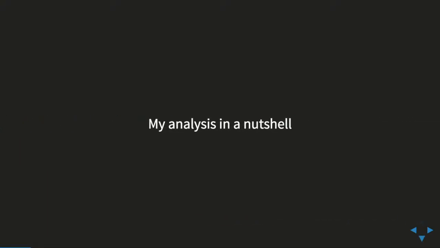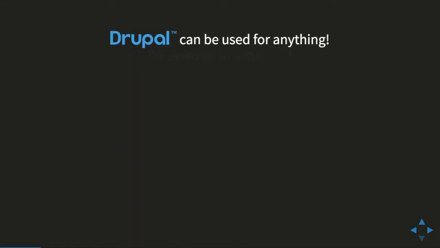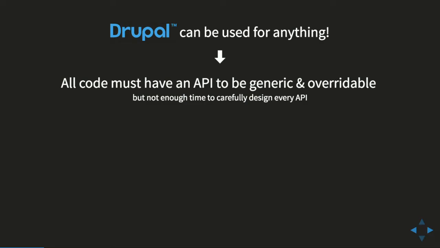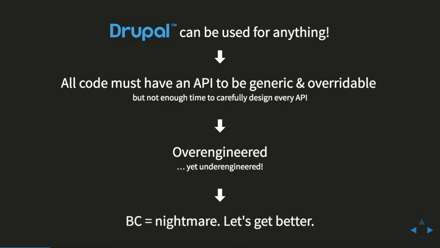So with that out of the gate, my analysis in a nutshell, if I had only one slide, I would be putting up this. Drupal can be used for anything. So what we do in Drupal is that every bit of code must have an API to be generic because we want to support all the things. It must be overridable for the edge cases. But we don't necessarily have enough time to carefully design every such API. So what we end up with is something that is over-engineered because we have APIs for everything, yet under-engineered because the APIs that we have are not necessarily always well-designed, well thought through. And therefore, if we're not careful, BC, backwards compatibility, can be a nightmare.